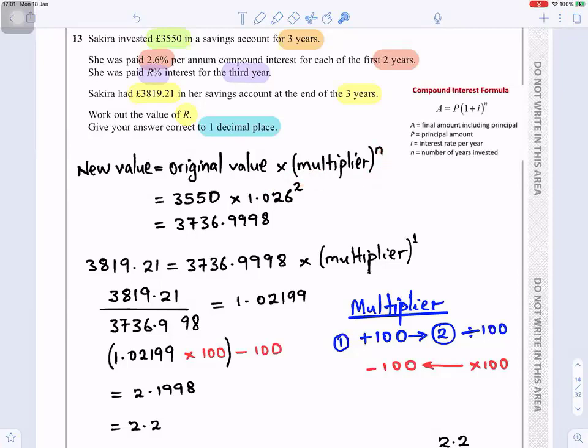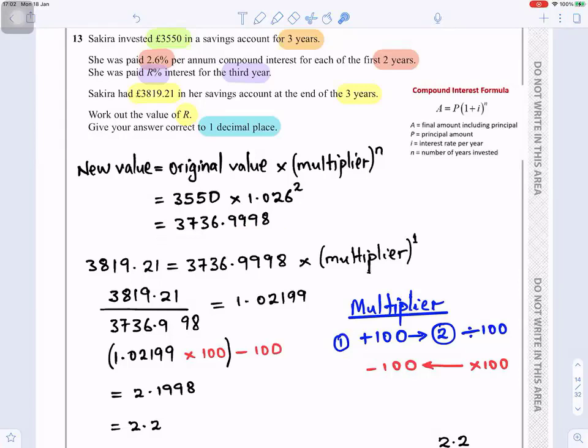And how do we get the multiplier? To get the multiplier, you add 100 and then you divide by 100. So you take 2.6%, add 100, 102.6%, and then after that you divide by 100, it gives you 1.026. And when you put that, that will give you the new value of 3,736.9998.